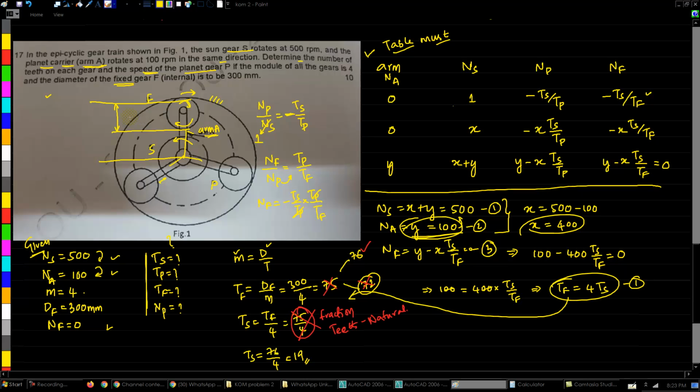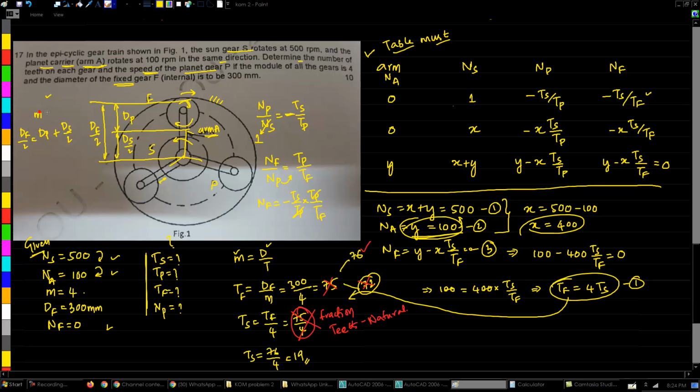So here, this is the total diameter of the planet, so dp. This here is half the diameter of the sun, so ds by 2, and this total length here is half the diameter of the wheel f. So this relation will give us df by 2 equals dp plus ds by 2.